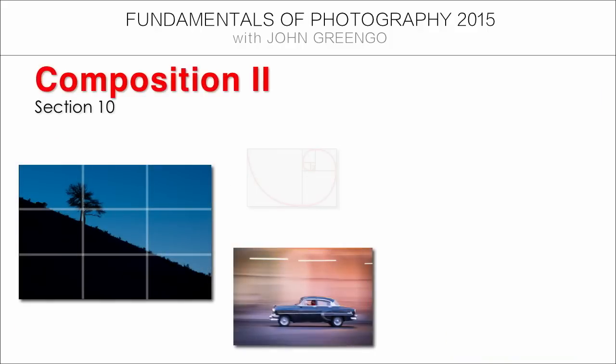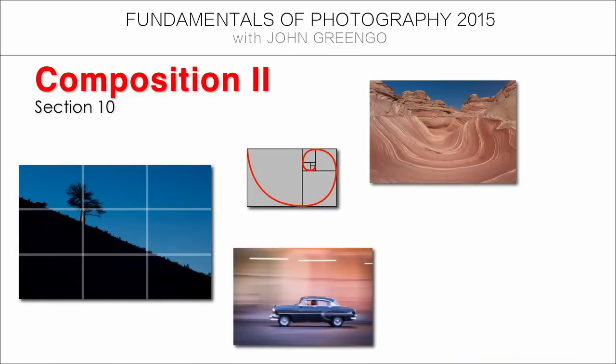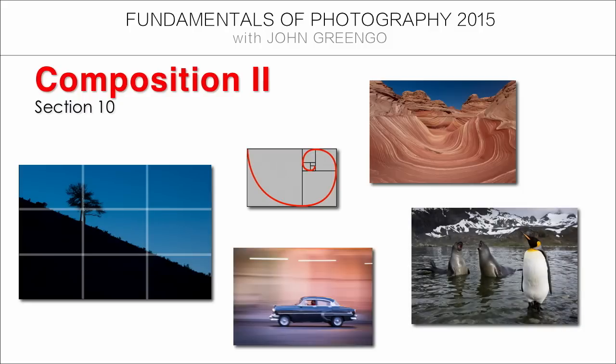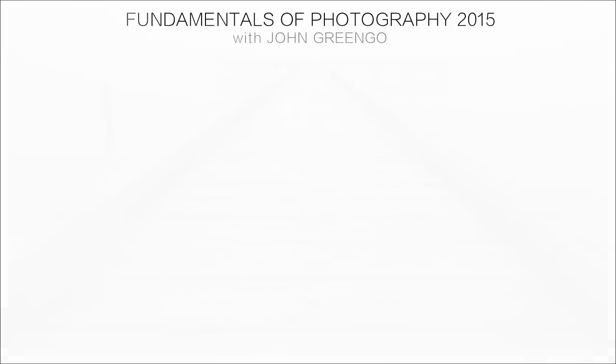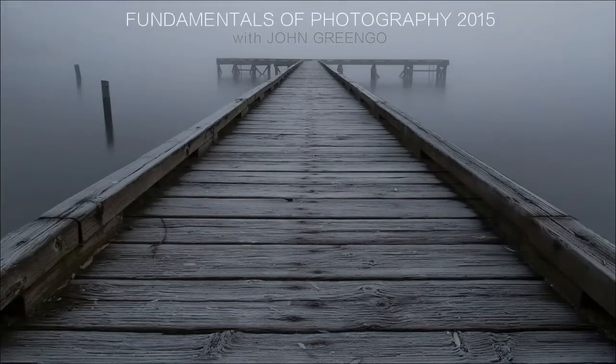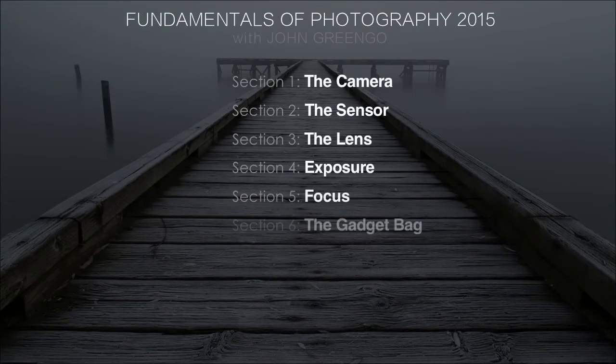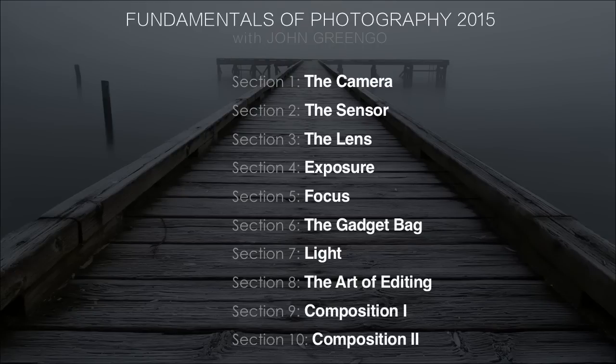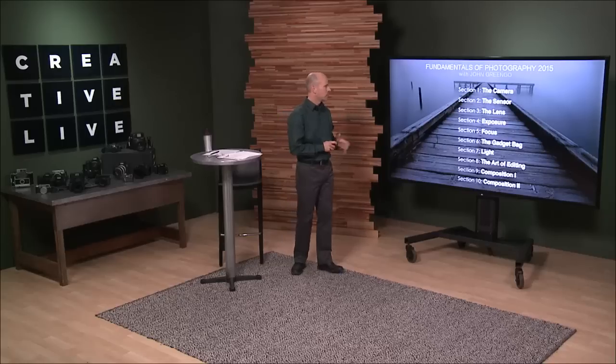Composition 2, a continuation of number 9, of course. We're going to talk about the Fibonacci spiral, the rule of thirds, composing your photographs, and getting the most pleasing product from it as possible. And so that's a quick look at the classes as we're going to have them. So 10 sections, each one fairly long and in-depth, and each holding dozens of subtopics within them. So that's what's in the class.